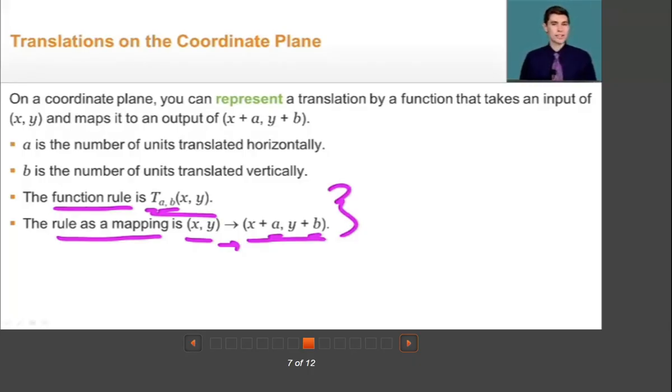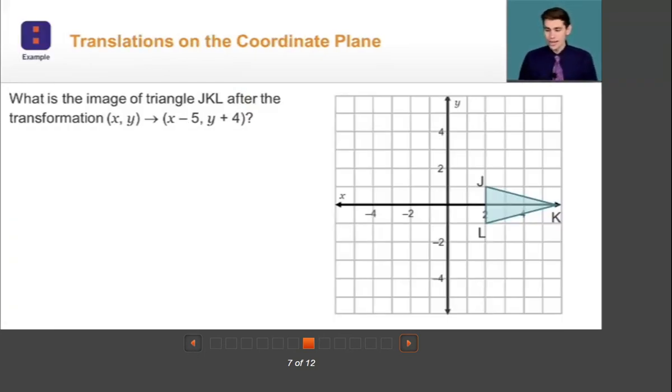Let's actually take a look at a translation on a coordinate plane. So now that we have a coordinate grid, it's easier to see how a translation moves. Let's take a look at this example. What is the image of triangle JKL after the transformation (x, y) to (x minus 5, y plus 4)? This means that the x values on all the vertices are going to be moving to the left 5 and are going to be going up 4. Let's begin with one vertex.